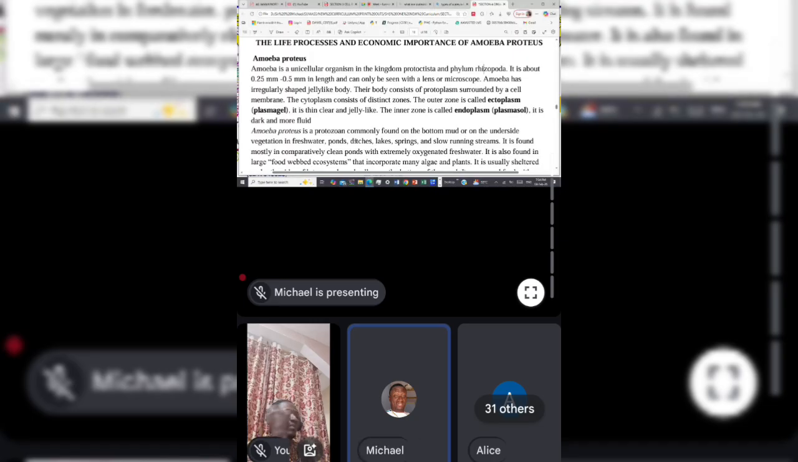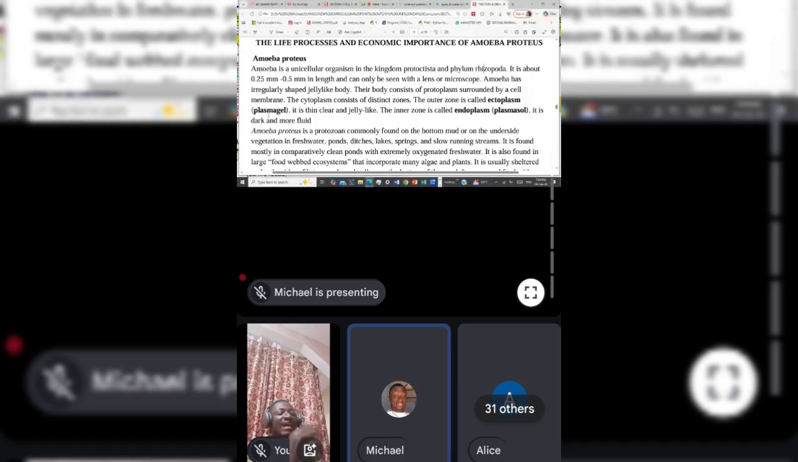Now the cytoplasm that we know as the fluid or the ground substance of the cell is made up of two distinct zones. So we have an inner layer and an outer layer. The outer zone is called ectoplasm. Ecto is a prefix that means outside. So ectoderm, that is a part of the skin that is outside. So ectoplasm, or plasma gel.